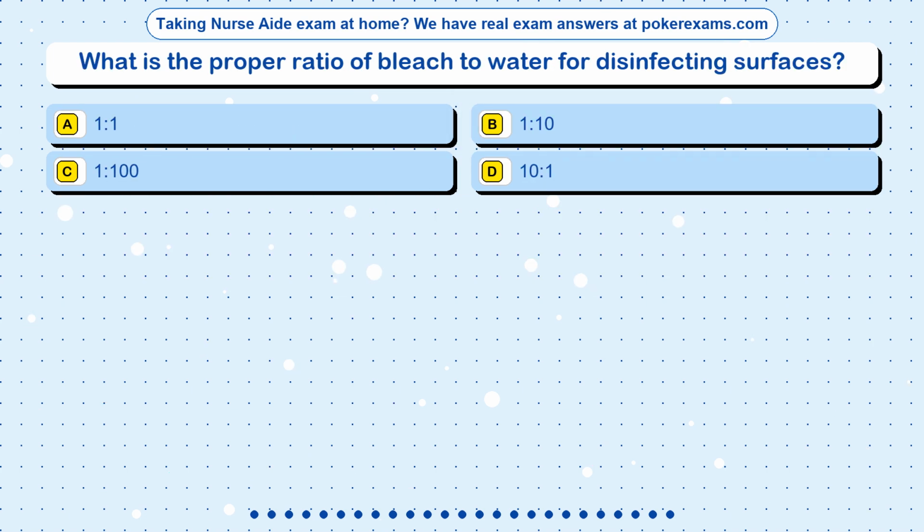Question 3. What is the proper ratio of bleach to water for disinfecting surfaces? Option A, 1:1. Option B, 1:10. Option C, 1:100. Option D, 10:1.